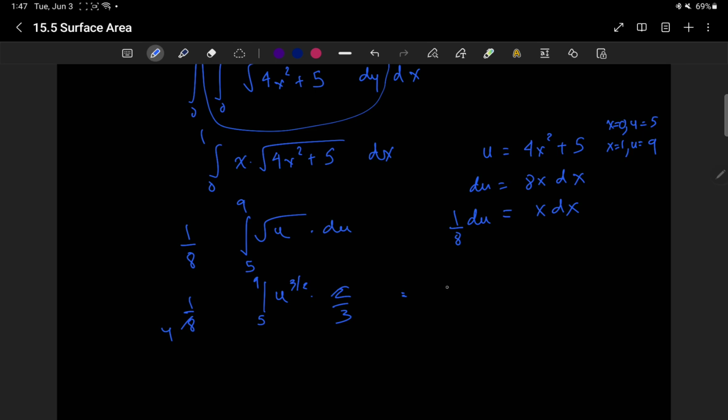The 2 cancels out, you get a 1/12. 9 raised to 3 halves, that's 3 cubed, is 27, minus 5 to the 3 halves, nothing like that happens with this, so it's just 5 square root of 5. And that's the surface area.